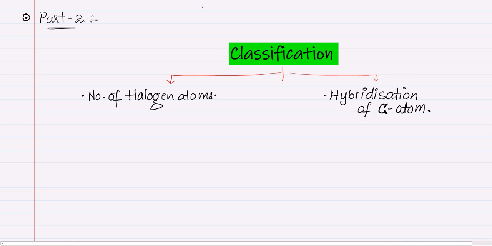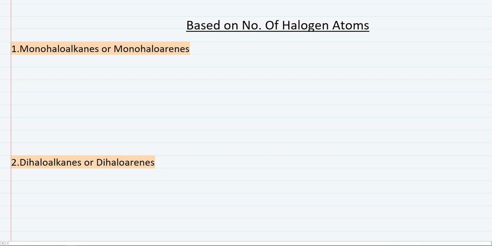So when it comes to the classification of haloalkanes or haloarenes, you can classify them based on the number of halogen atoms or based upon the hybridization of the carbon atom. And this carbon atom is not just any carbon atom. It is the specific carbon atom to which the halogen atom X is attached. Let's start with the number of halogen atoms present.